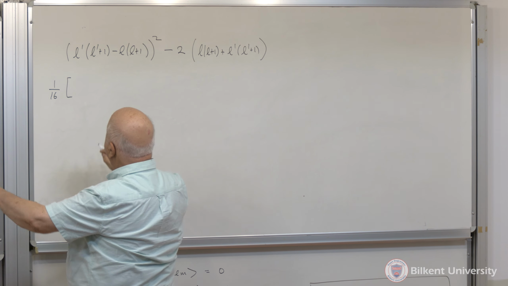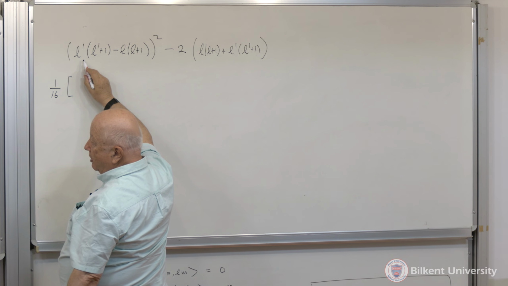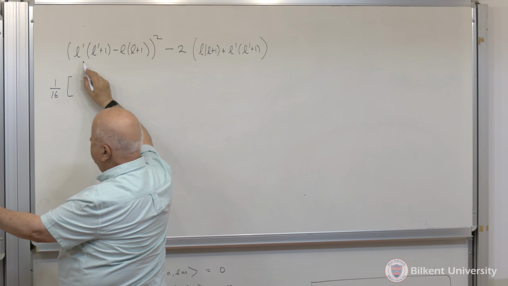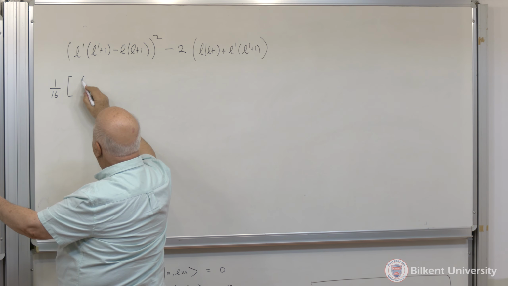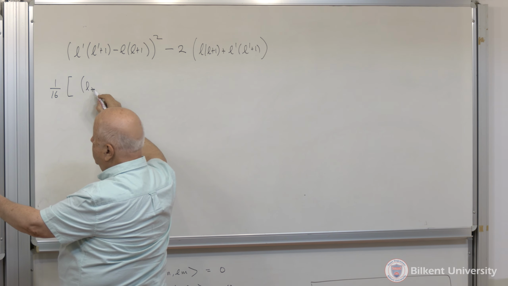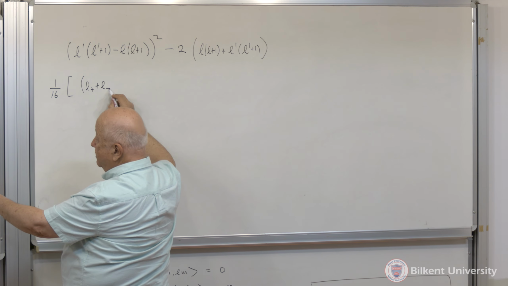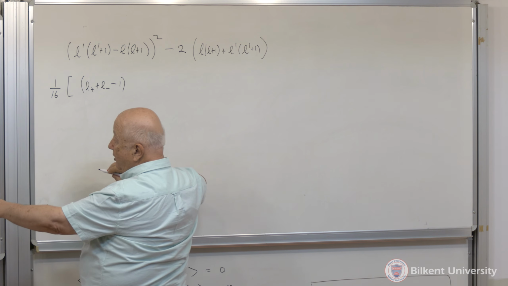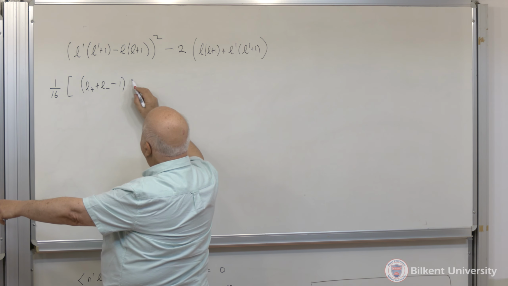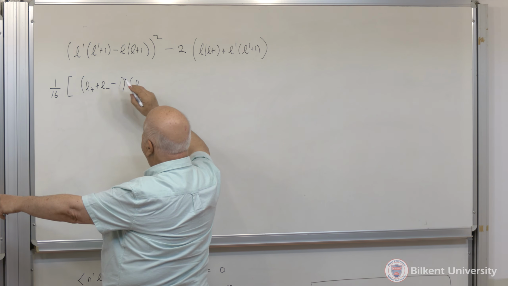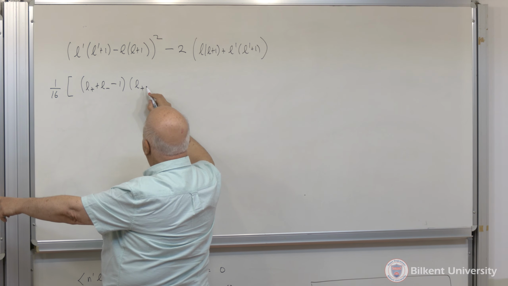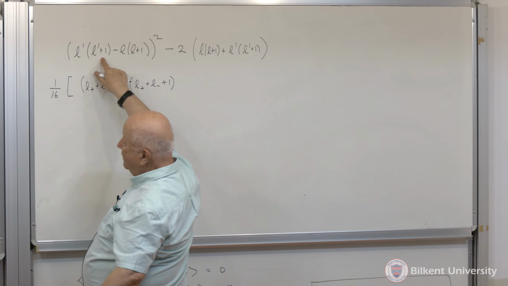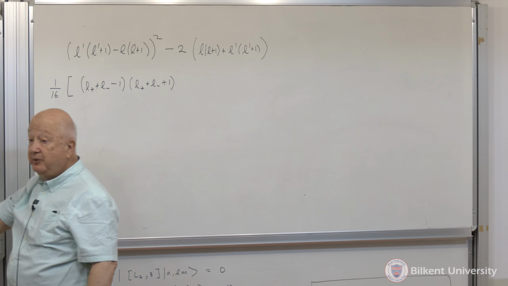Okay, and in place of L prime, I'm going to put in L plus L minus minus 1, and L prime plus 1 is going to be L plus L minus plus 1, right? If I add 1 to L prime, it just makes this a plus 1.